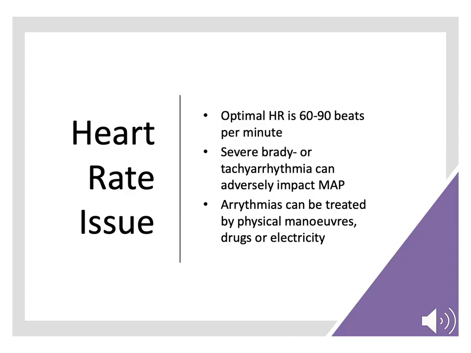The first thing we'll discuss is if you identify an issue with heart rate. Optimal heart rate is 60 to 90 beats per minute, and obviously a severe bradycardia or a severe tachyarrhythmia can adversely affect your mean arterial pressure and reduce your cardiac output. Most arrhythmias can be treated by a combination of physical maneuvers or with drugs or with electricity, and nothing I'm going to tell you over the next few slides should be new to you because it's all basically based on the ALS algorithms for bradycardia and tachycardia.